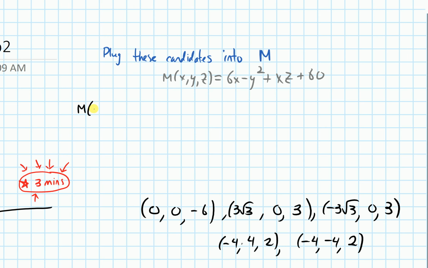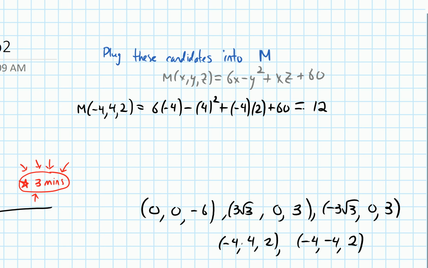Okay, so first let's plug in negative 4, positive 4, 2. So I get 6 times negative 4, minus 4 squared, plus negative 4 times 2, and then plus 60. If we work out what this is, we get negative 24 minus 16, so that's negative 40, and then minus 8, that's negative 48. So negative 48 added to 60 is 12.